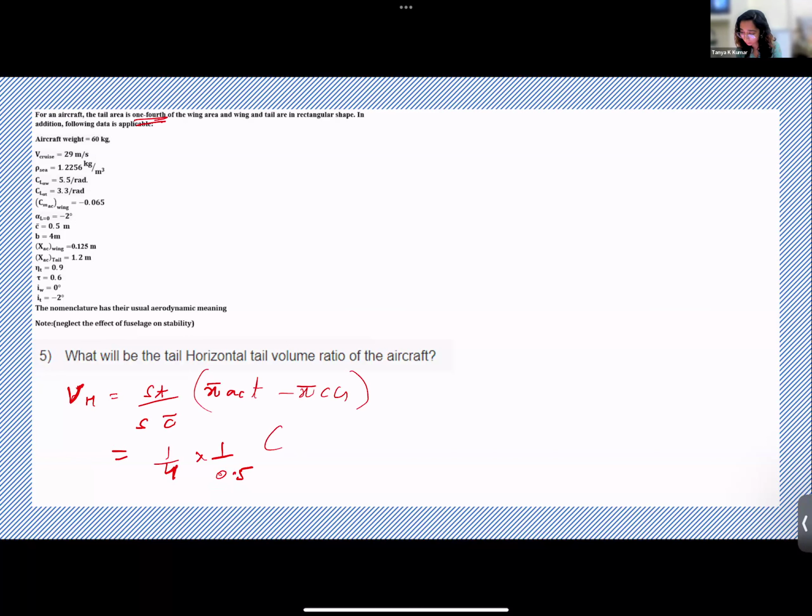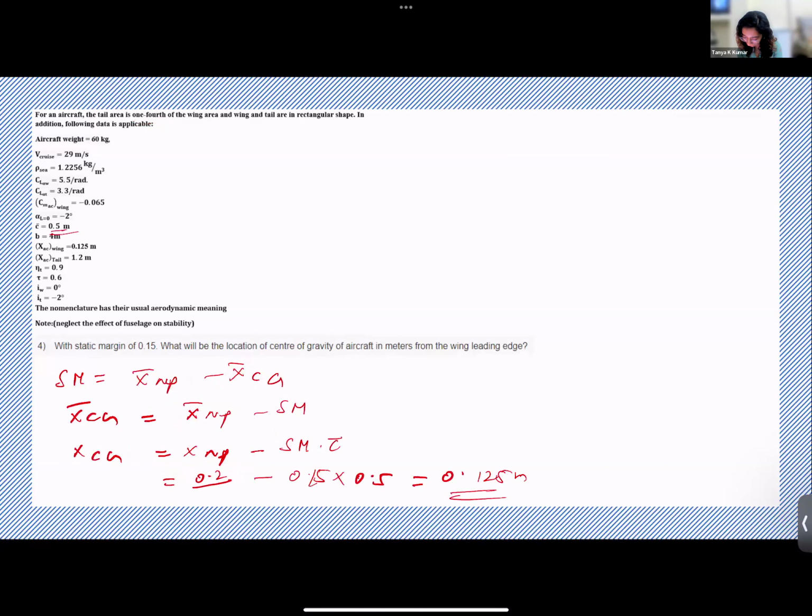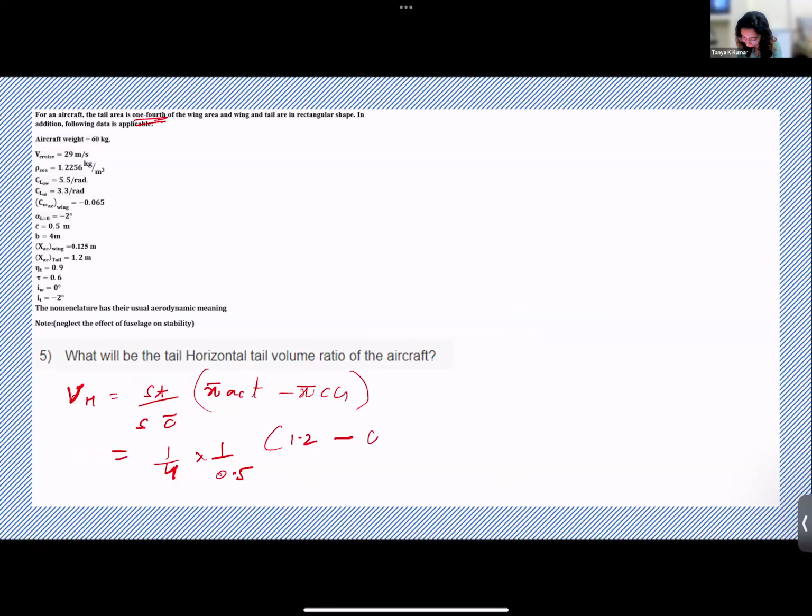Okay, you have X bar AC of the tail is 1.2, which is given in the question, minus X bar CG, we calculated in the previous question. It's 0.125 divided by C bar. C bar is 0.5. So you get a value of around 0.537.